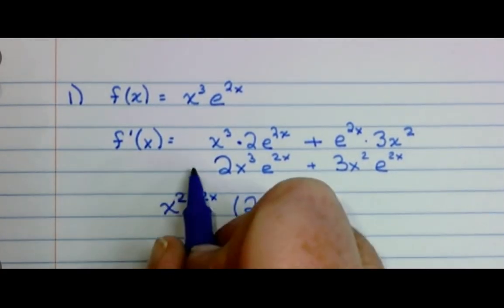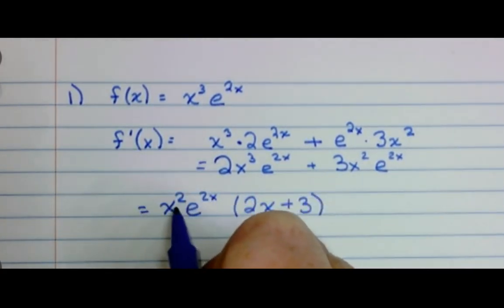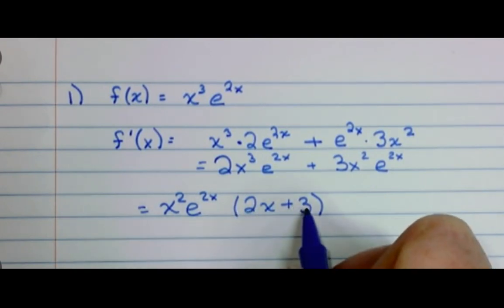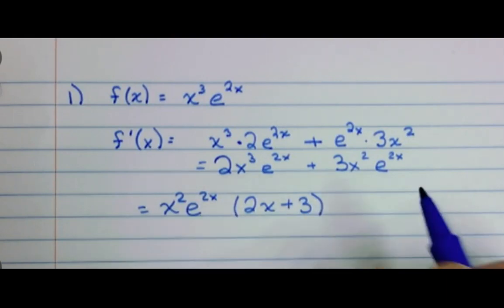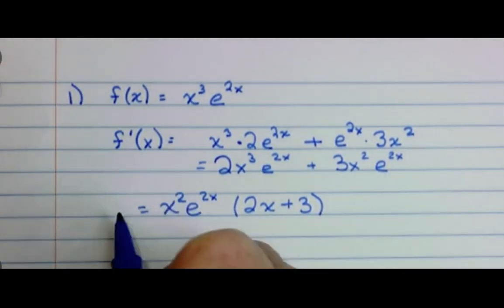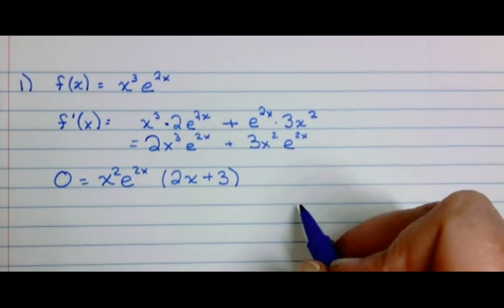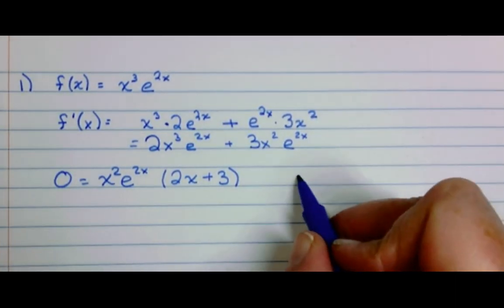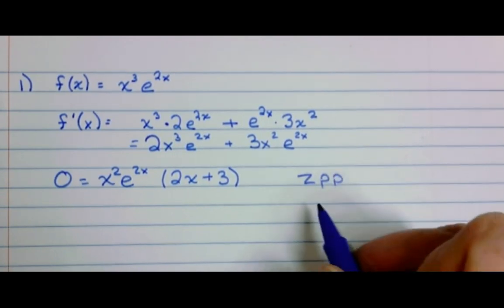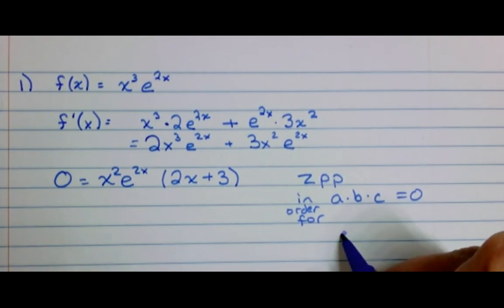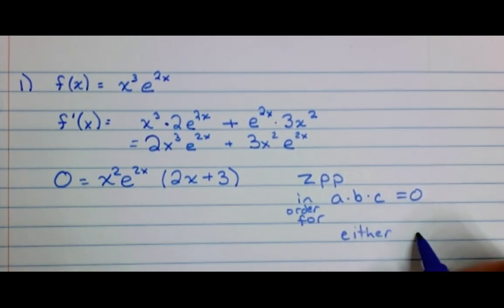Right? And you can always check. If I multiplied this back, I would have 2x to the power of 3 e to the 2x, and here I would have 3x to the power of 2 e to the 2x. Great. So we want to set this equal to 0. And this is where it's really important to remember your zero product property. A paraphrase of the zero product property says, in order for a times b times c to equal 0, then either a, b, or c must be 0.